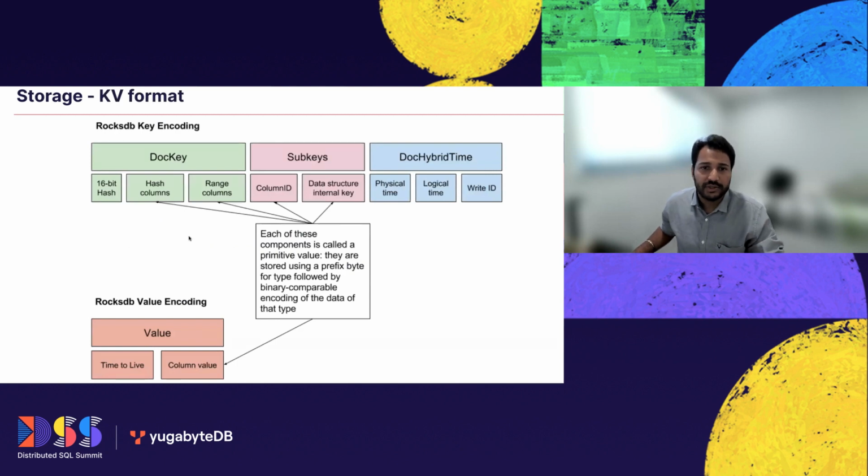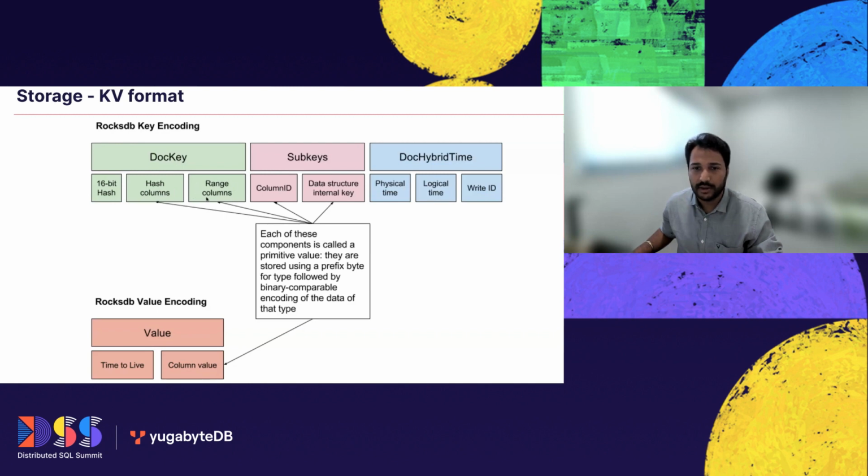This is how the data is stored physically within each SSD in the key-value format. Everything that you see on the top is how the key is encoded on the SSD. On the bottom is the value. The key basically starts with a 16-bit unique hash to identify the key. The hash columns are the columns that you specify at the time of partition. When you created the table, you specified a partition key, and that is what the hash columns are.